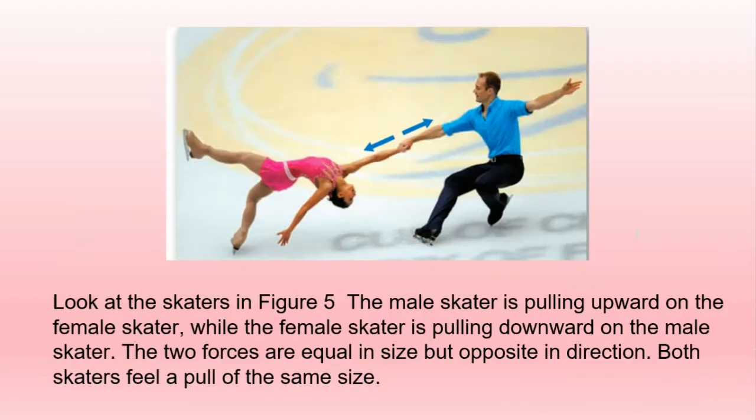Look at the skaters in figure 5. The male skater is pulling upward on the female skater, while the female skater is pulling downward on the male skater. The two forces are equal in size but opposite in direction. Both skaters feel a pull of the same size.